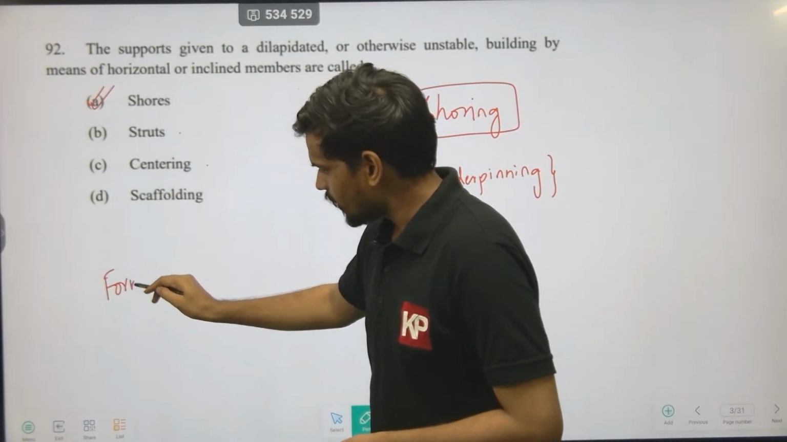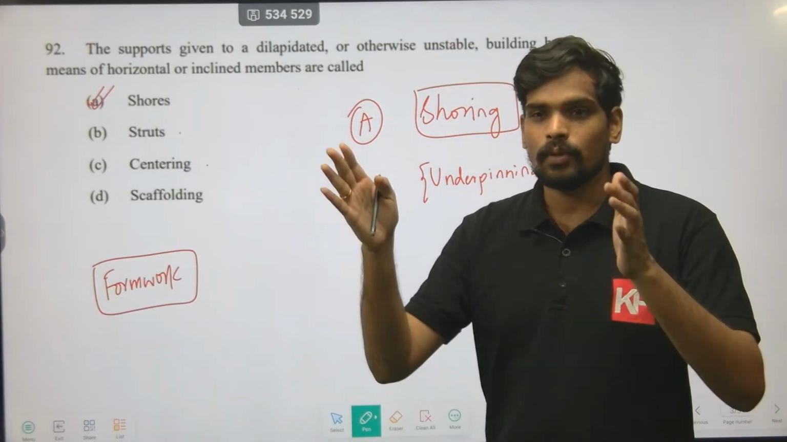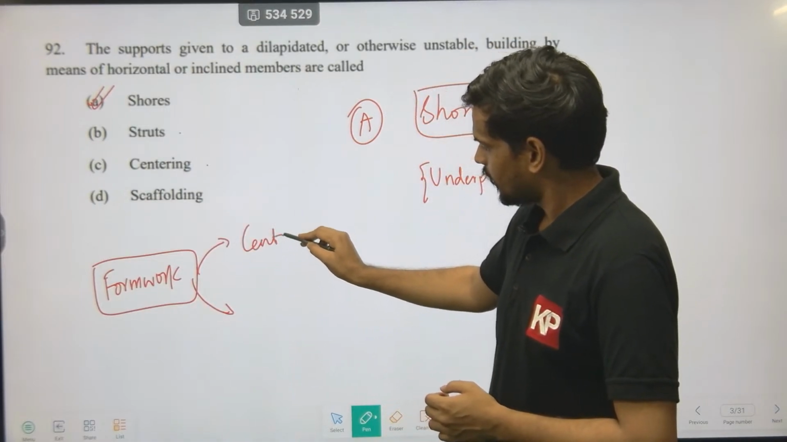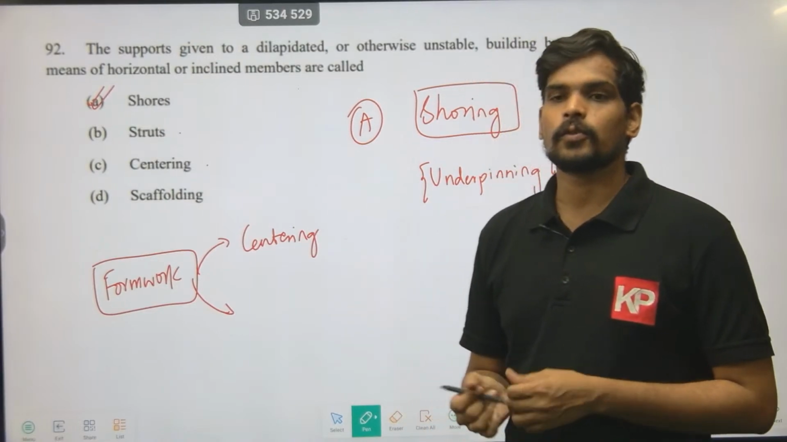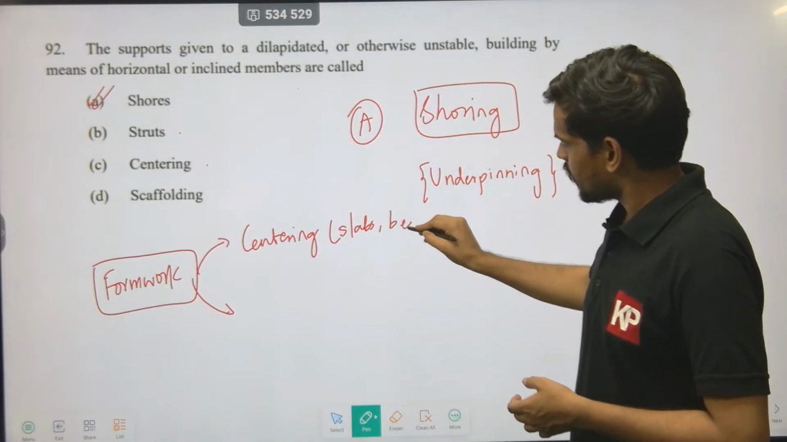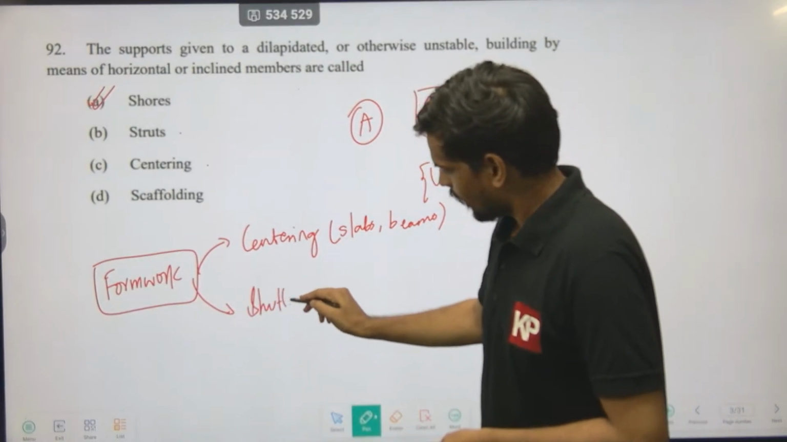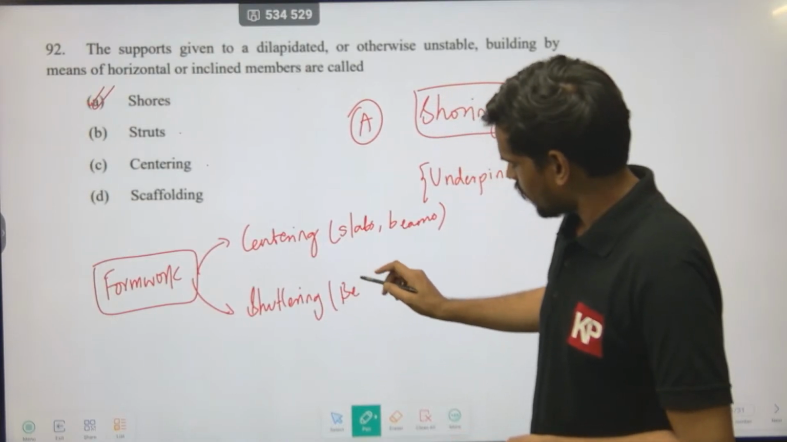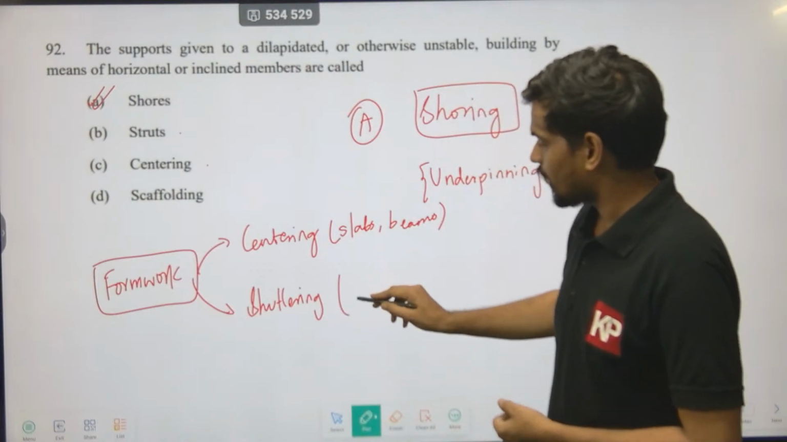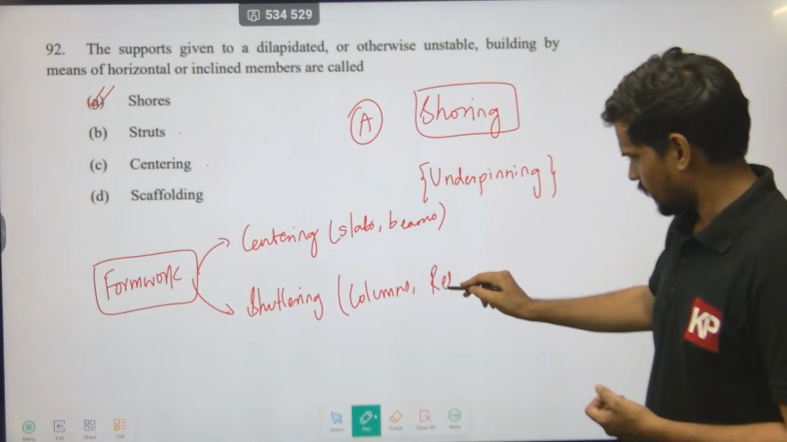In concrete structures, formwork is the mold into which you cast concrete. If you want to cast a slab, you'll need to create formwork for it. That's called formwork, and formwork is categorized into two main types. You have centering. Centering is a type of formwork which is generally used for horizontal members like slabs and beams, right? Centering is the term used for slabs and beams generally. Whereas vertical formwork is generally referred to as shuttering. The term shuttering is generally used for vertical members like columns, shear walls, or retaining walls.